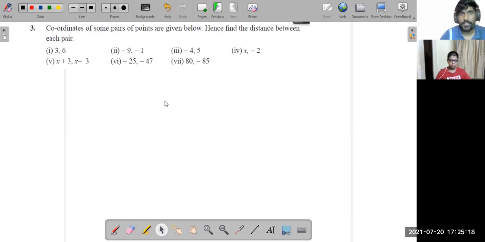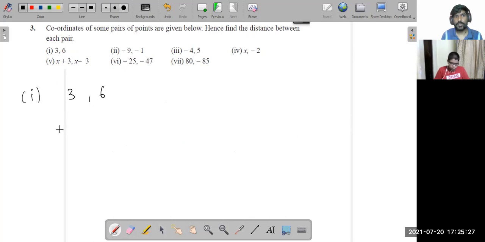In this one now, coordinates of some pairs are given and you have to just find out the distance. So first one, if you see, 3 and 6 is given. So you just subtract the smaller number from the bigger number. So distance here will be 6 minus 3, which is 3 units.